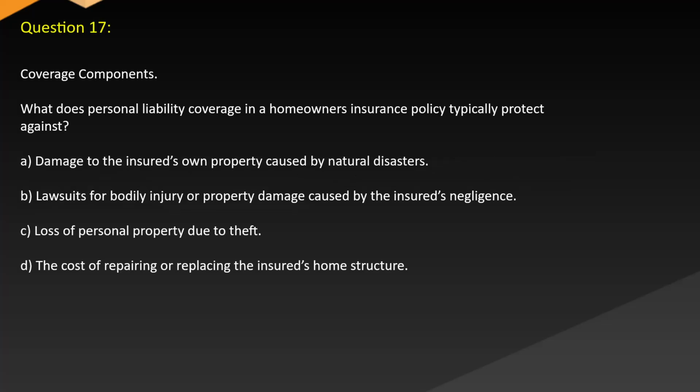Question 17. Coverage components. What does personal liability coverage in a homeowner's insurance policy typically protect against? A. Damage to the insured's own property caused by natural disasters. B. Lawsuits for bodily injury or property damage caused by the insured's negligence. C. Loss of personal property due to theft. D. The cost of repairing or replacing the insured's home structure.